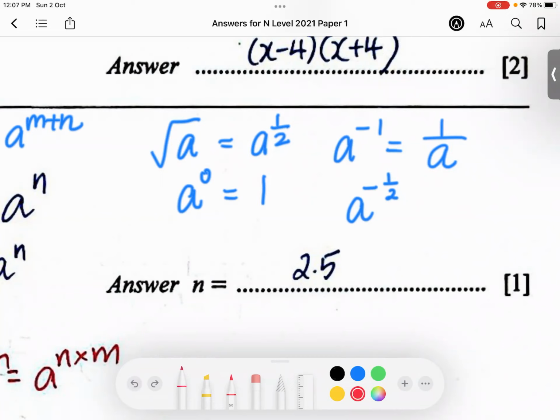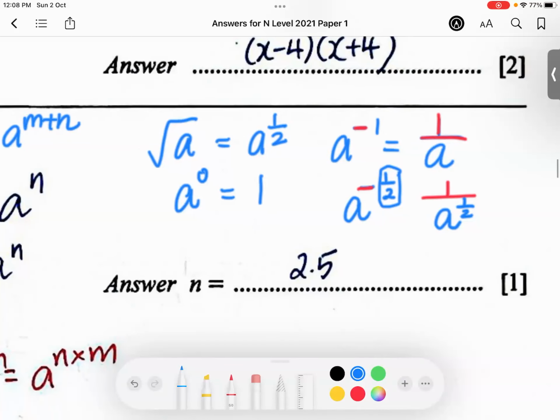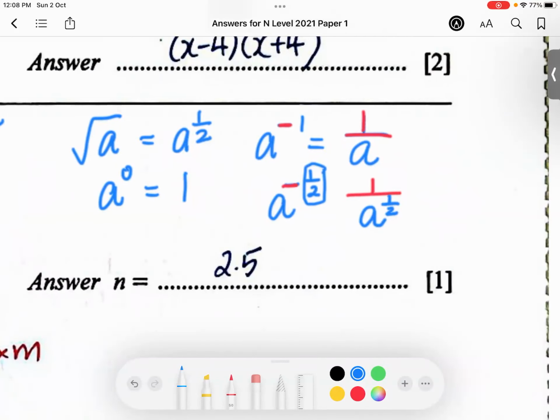This negative power just means 1 over. So the negative power means 1 over. A stays the same, but it's now shifted to the denominator. The power did not change. The power changed only from negative power to positive power. It is still a power half, did not change. Okay, so please don't go and flip the fraction.